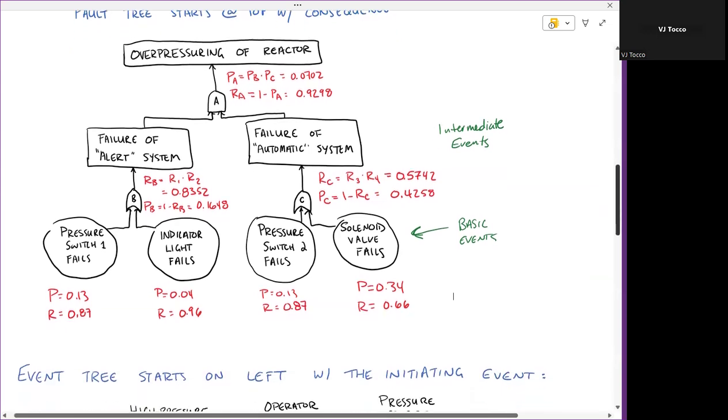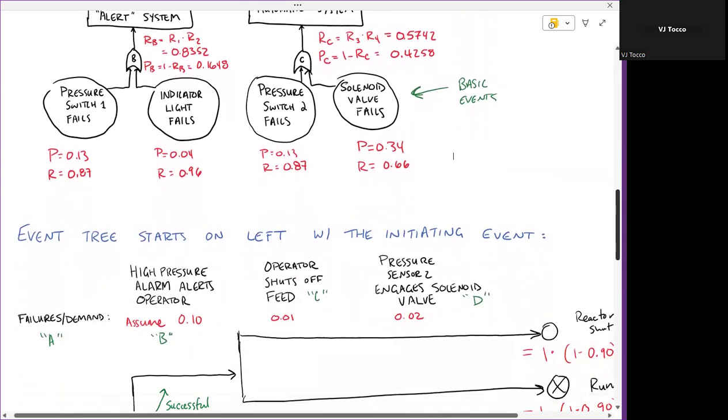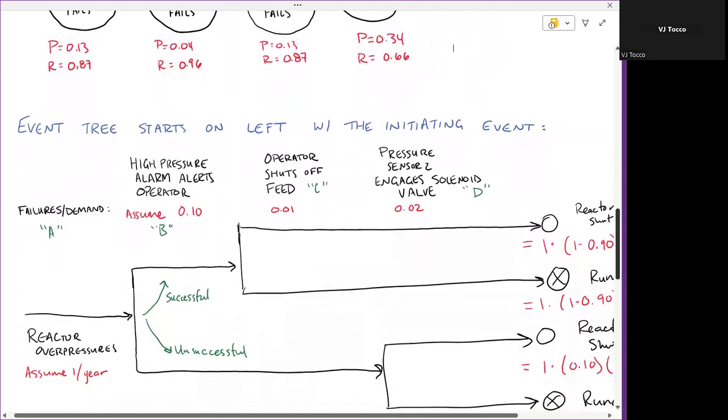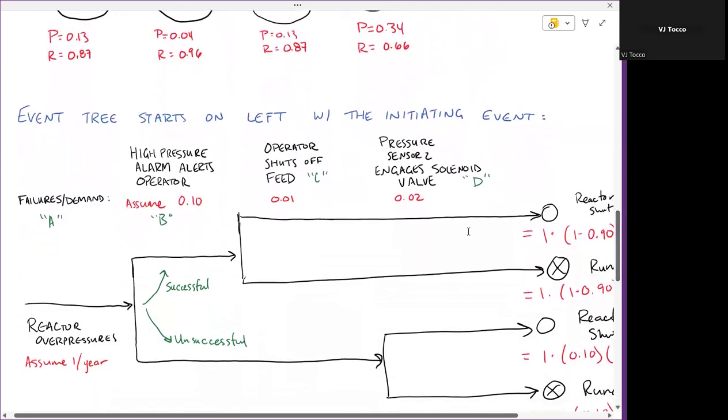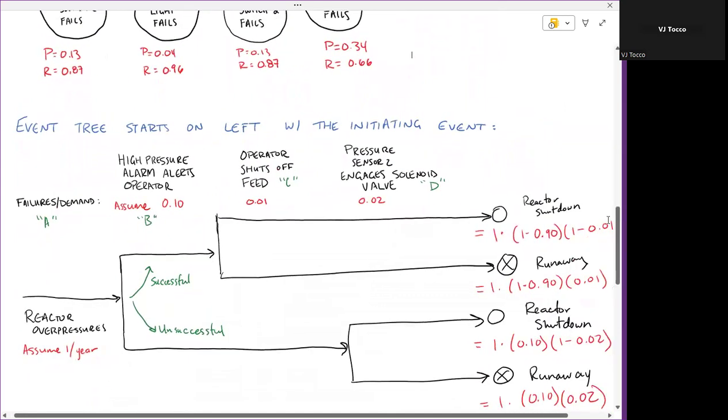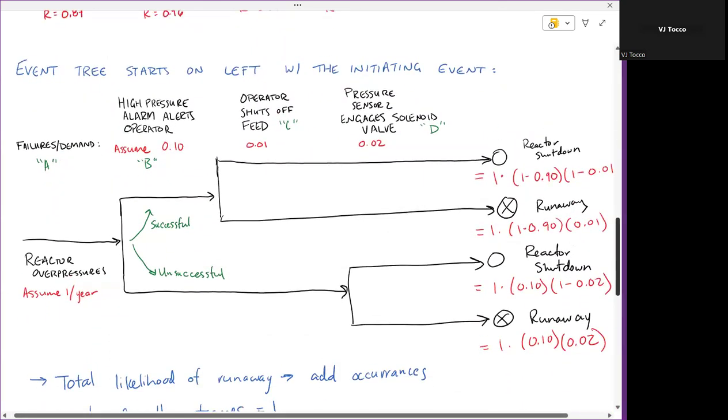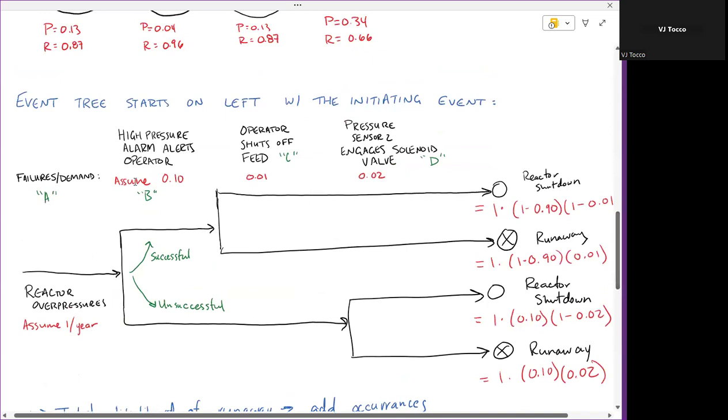Let's switch gears now and talk about the second type of tree, which is the event tree. This one works forwards, and some people like this way of thinking about it better. So for the same exact scenario, let's say that we've got a high pressure event occurring in the reactor.